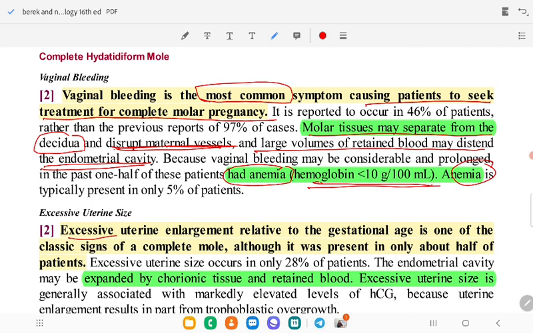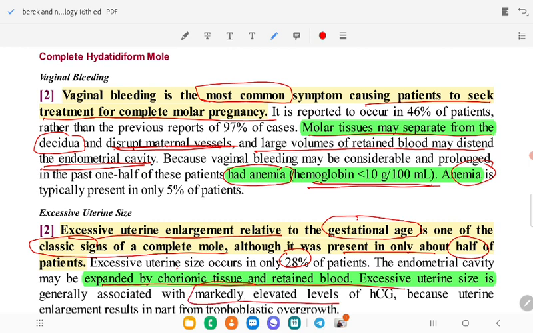Another thing is excessive uterine size enlargement relative to the corresponding gestational age, one of the classical signs of the complete mole, although it is present in only about half of the patients. Excessive uterine size is seen in only 28%. The endometrial cavity is expanded by chorionic tissue and retained products. Excessive uterine size is generally associated with markedly elevated beta hCG, because of trophoblastic overgrowth.